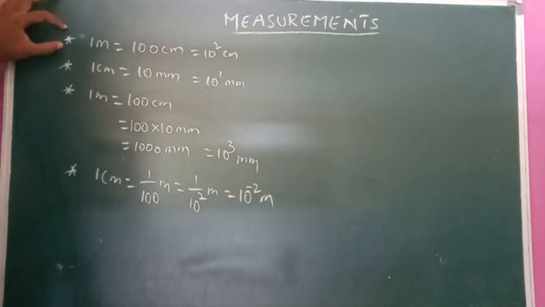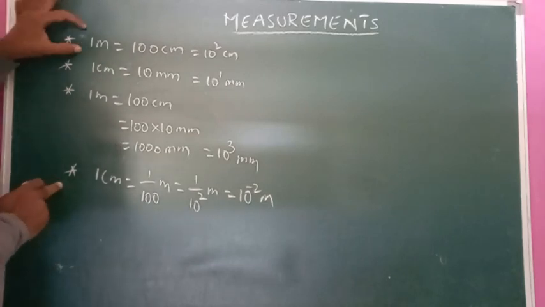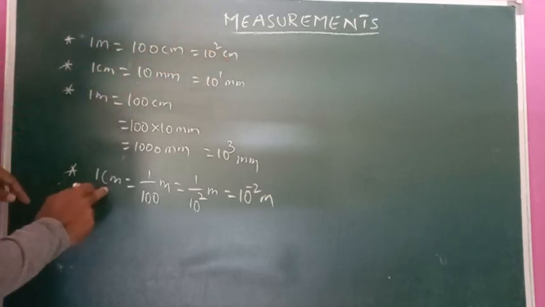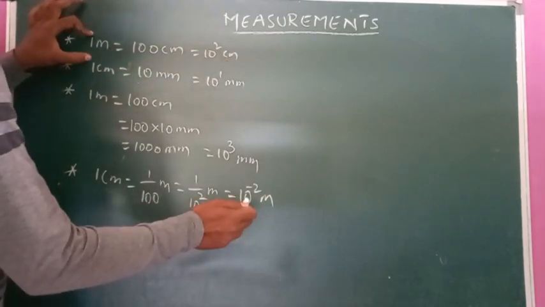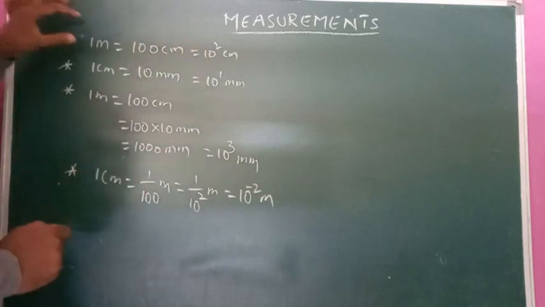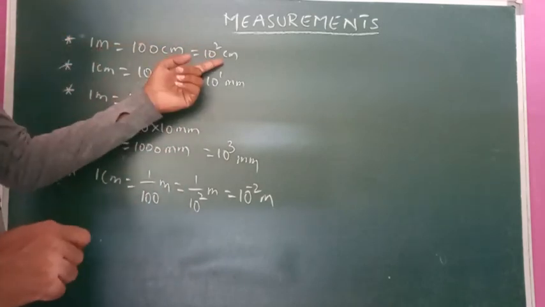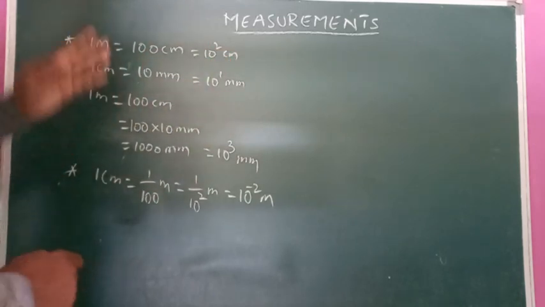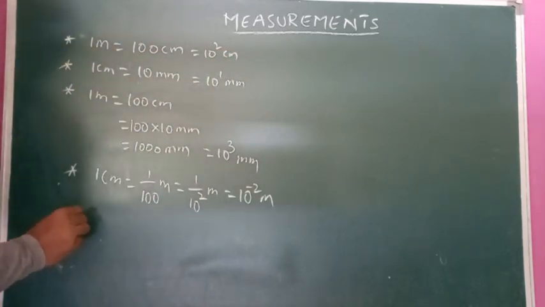So if you observe this point, 1 meter is equal to 10 power 2 centimeters. Then 1 centimeter is equal to how many meters? 10 power minus 2 meters. So reverse sum: 1 meter is 10 power 2 centimeters, then 1 centimeter is 10 power minus 2 meters. In the same way for the remaining values also.